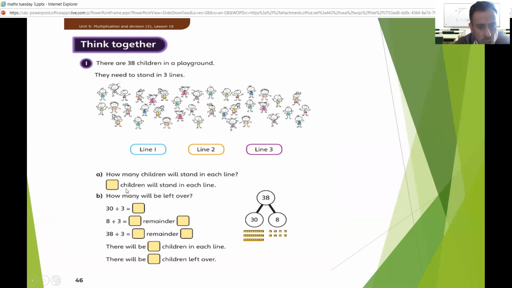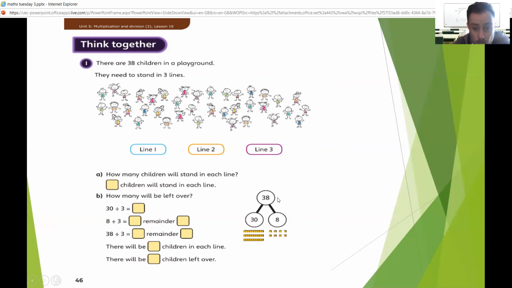So we need to think, how many children will stand in each line? So this takes some working out. We'll do it all together. I was going to do it separately then, but I think it's going to be better if we do 1A and 1B together. So you need to know how many will stand in each line. And then for B, you're going to be thinking about how many will be left over.